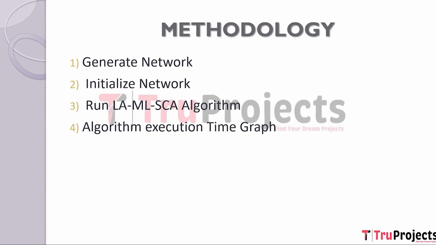Fourth module is Algorithm Execution Time Graph. This module is used to analyze and visualize the performance of the LA-ML-SCA algorithm. It plots a graph where the x-axis represents the number of service requests being sent and the y-axis represents the execution time taken by the algorithm to find the shortest path for each request. This graph allows the project to evaluate the algorithm's efficiency and how it performs as the workload increases. By using all these modules in the methodology, we can effectively simulate the network by applying the proposed LA-ML-SCA algorithm and assess its impacts on latency reduction in metropolitan networks.